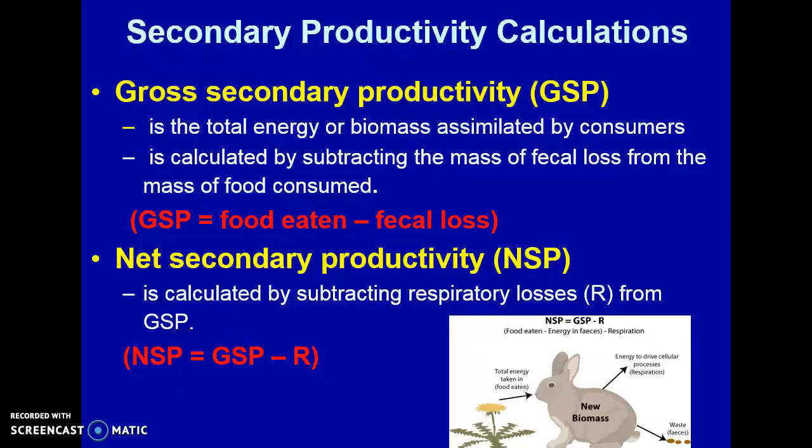So we could get the same exact data that we got in other calculations. We would just need extra information called fecal losses. And it would be just as possible to calculate this. Notice that there's that same pattern. We have gross, and net always is subtracting respiration. All right, now let's see what this looks like in some graphical forms.